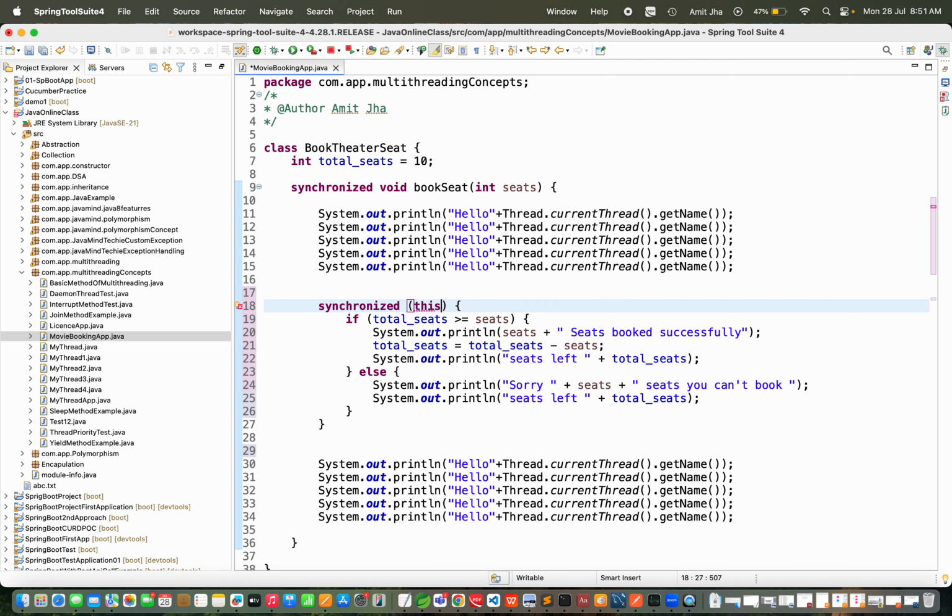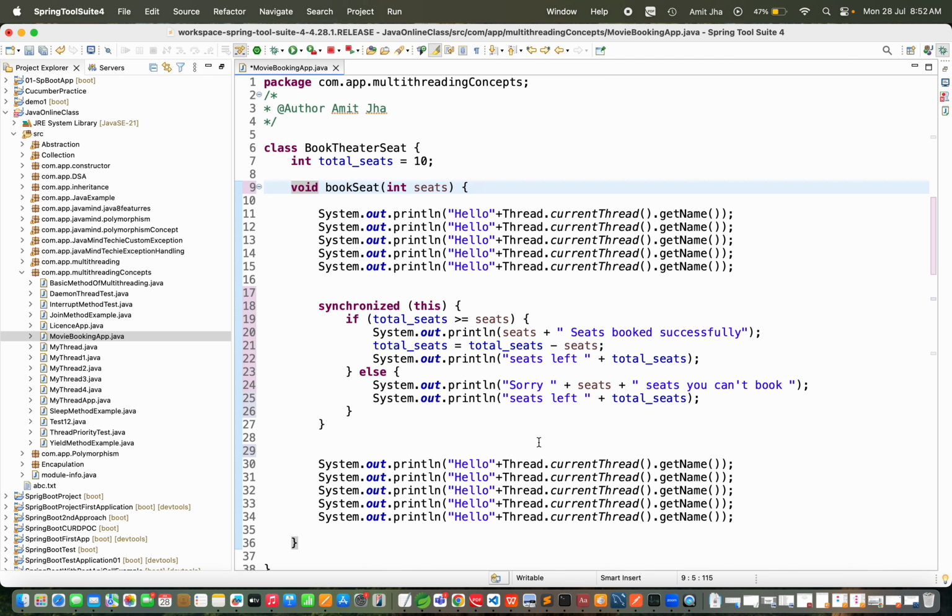This is using the current class object. Now if you would like to synchronize these particular lines, then this is one block, correct? This is a block. Then I can remove synchronized from this place, because I'm not going to synchronize at the method level. I'm going to use synchronized at the block level. Only that much of the lines I would like to synchronize.